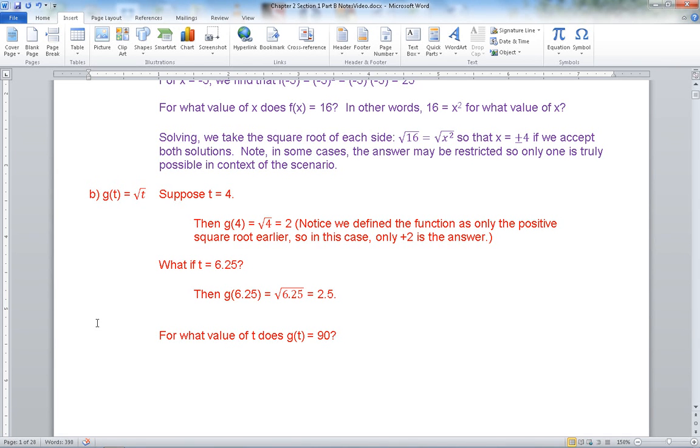Now let's say that we wanted to solve and say what value of t produces g of t equal to 90. So 90 equals the square root of t is true when t is what number? Well, basically you square both sides, so 90 squared equals the square root of t, quantity squared, would tell you that t equals 90 squared, or 8100.